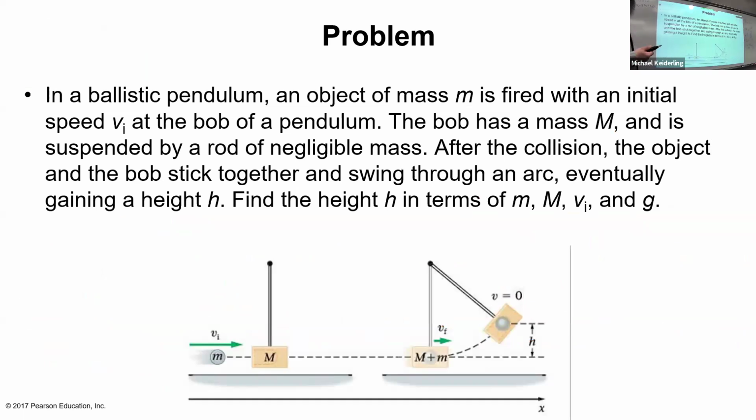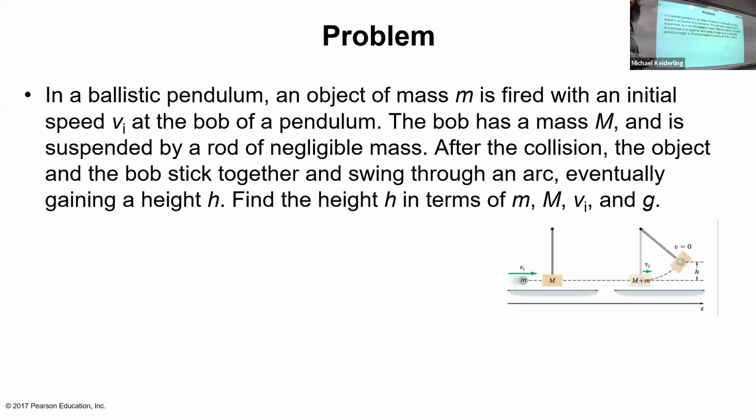So here, in a ballistic pendulum, an object of mass m is fired with an initial speed v initial at the bob of a pendulum. The bob has a mass big M and is suspended by a rod of negligible mass. After the collision, the object and the block stick together and swing through an arc, eventually gaining a height h. So we want to find the height h in terms of little m, big M, initial velocity, and g. I'll just go through this derivation. And this will be the last thing we do today before the lab.